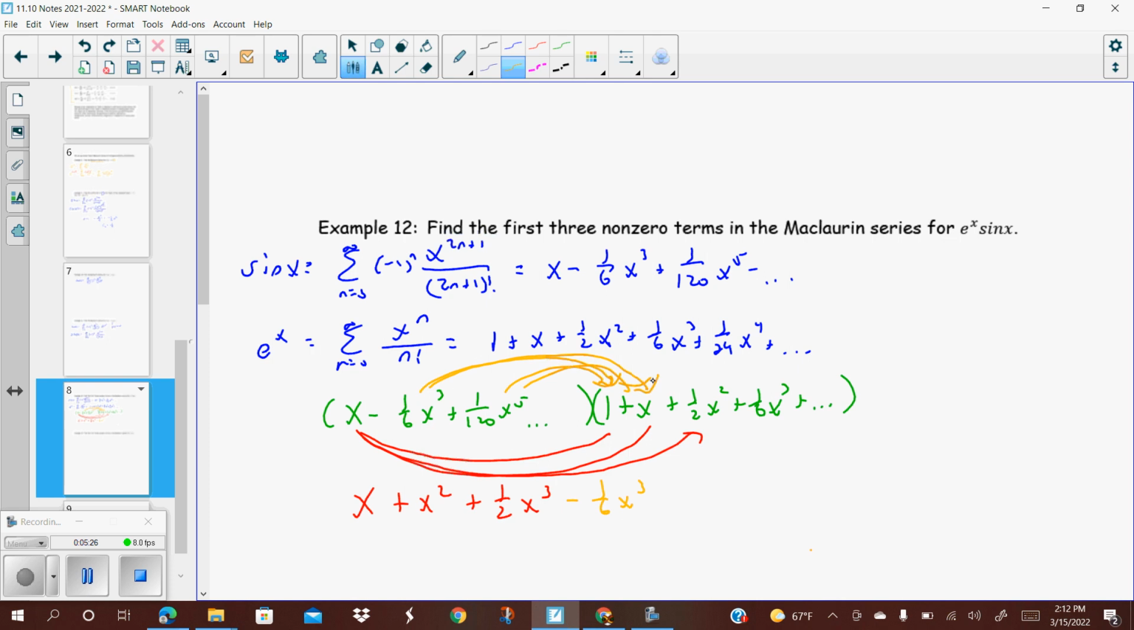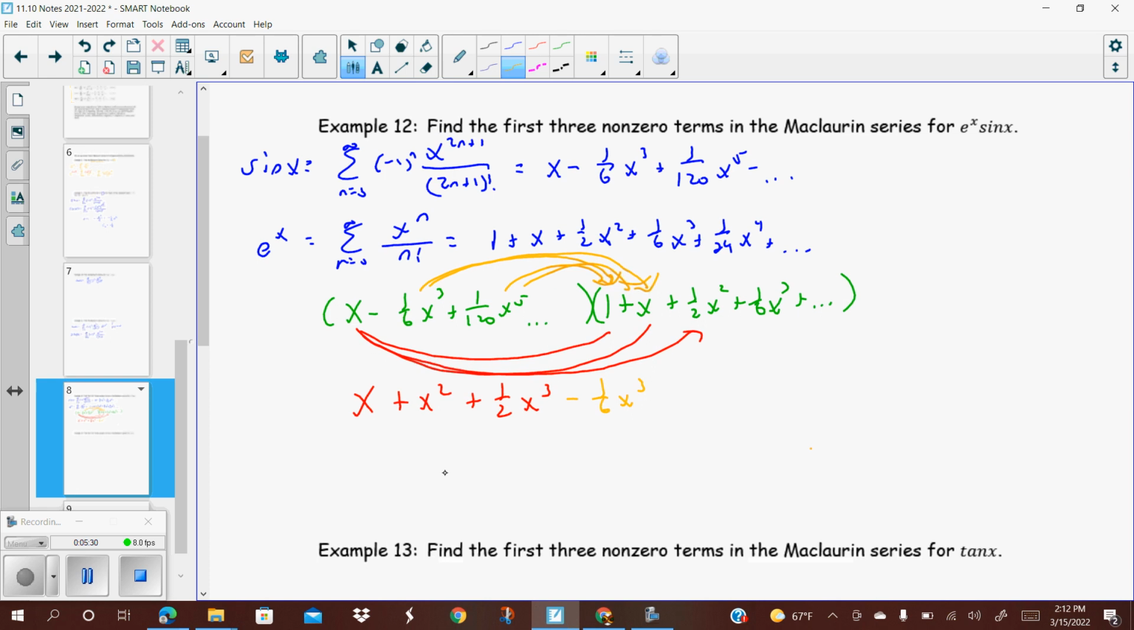The only thing we need to do is combine those x cubed terms. So we should get x plus x squared. And let's see, we're going to have a half of an x cubed minus a sixth of an x cubed. If you put everything in terms of sixths, that's going to be 3/6 x cubed minus 1/6 x cubed, which will be 2/6, which reduces to a third. So that should be plus 1/3 x cubed. Obviously I did a lot of that mentally, but you could write it out if you need to, just to make sure that your numbers come out right.